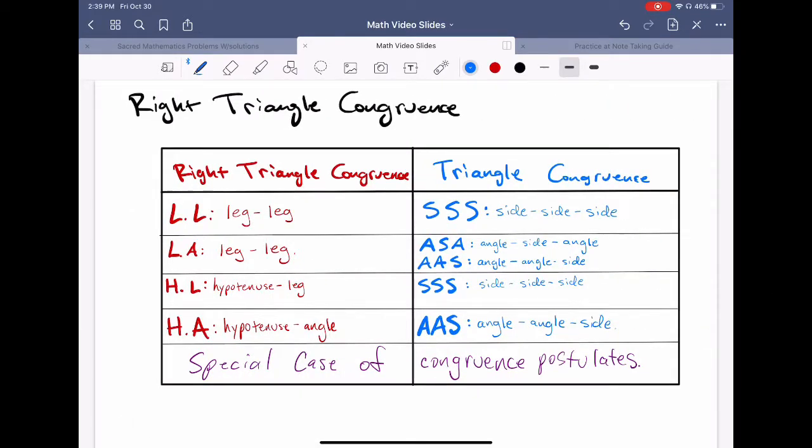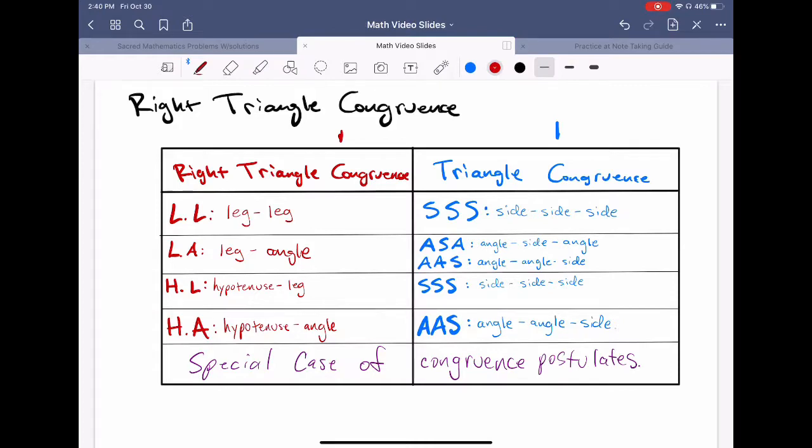So here's a little table. We got our right triangle congruences here on the left side, and we have our more general triangle congruences. So leg is a special case of side. Leg angle, oops. See, sometimes we just make small mistakes. Let's fix that. We got leg angle. That's a special case of either angle, side, angle, or angle, side, depending on which leg is marked congruent. We have hypotenuse leg, which is a special case of side again. And we have hypotenuse angle, which is a special case of angle, side.